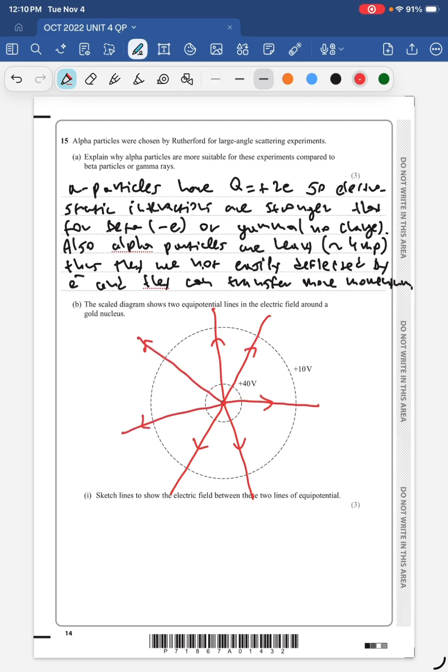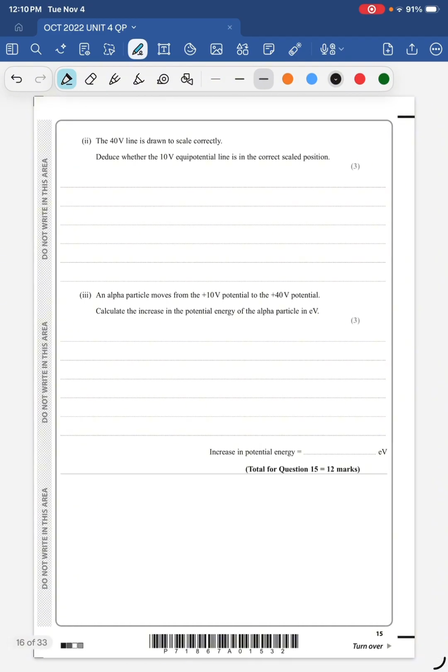How do we know that they go outwards? Because the nucleus always has positive charge, okay? So that's a positive charge in there. Remember that to find the equipotential lines, you assume that there is a positive test charge, a very small positive test charge, and that test charge will be pushed away from the positive charge of the nucleus. Okay, so that's the answer.